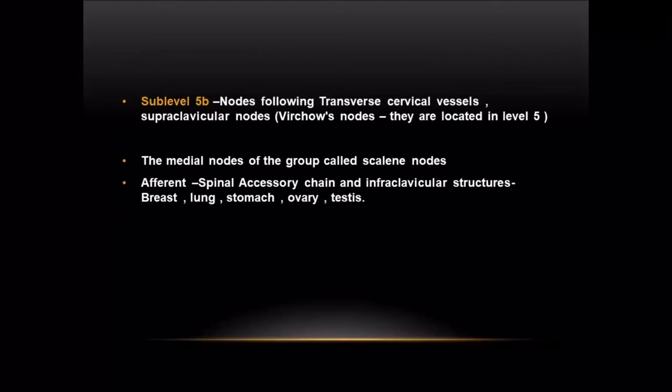The medial part of the sublevel 5B is called scalene nodes, which is situated in the scalene triangle. It drains most of the spinal accessory chain, that is sublevel 5A, and the infraclavicular structures such as the breast, lung, stomach, ovary, and testis.